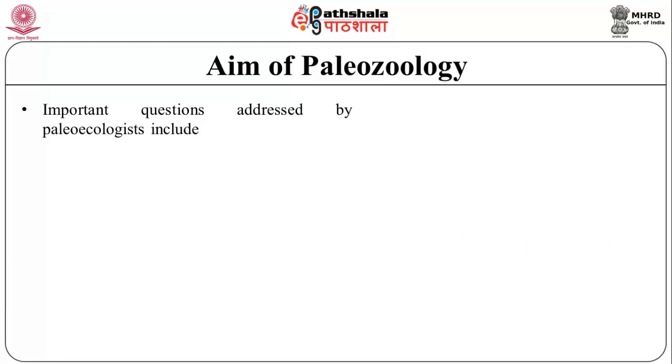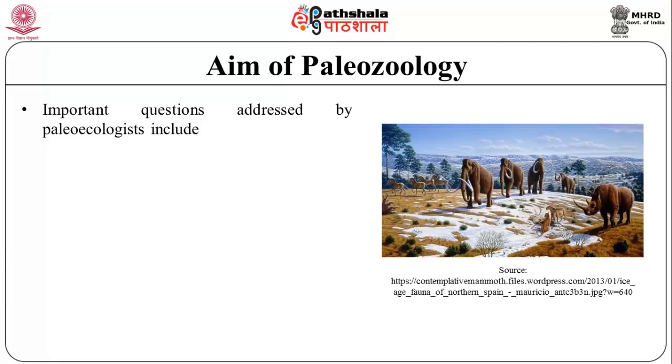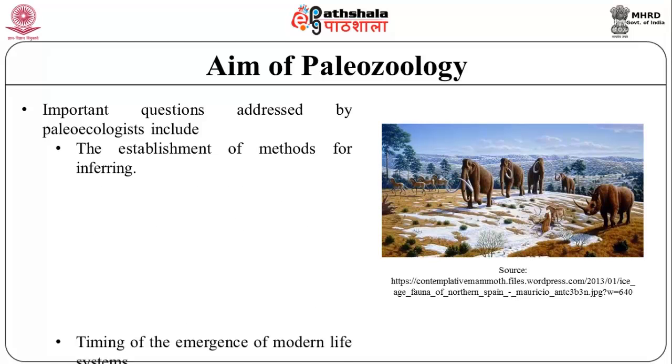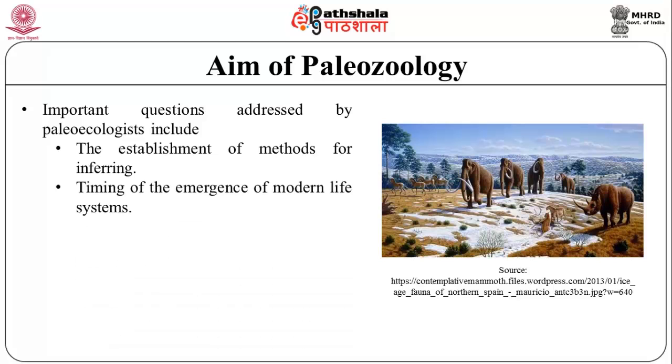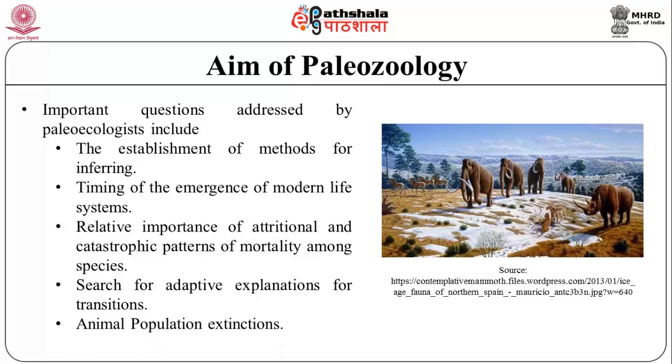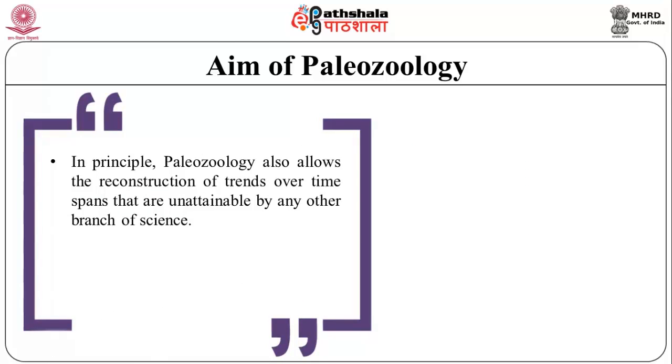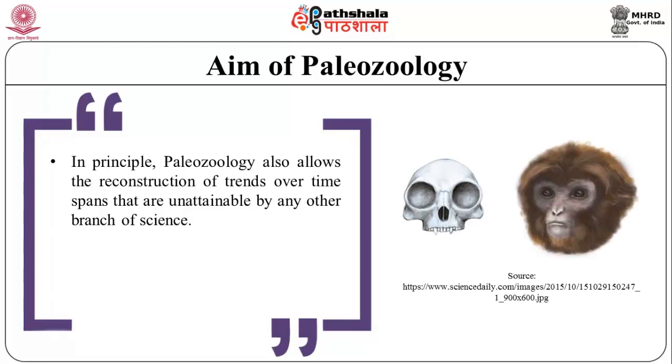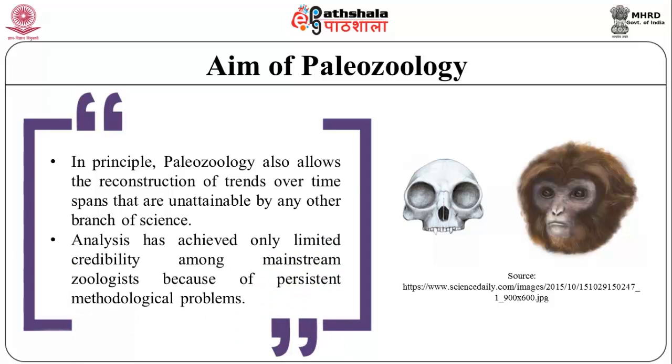The important questions addressed by paleoecologists include the establishment of methods for inferring the timing of the emergence of modern life systems, the relative importance of attritional and catastrophic patterns of mortality among species, the search for adaptive explanations for transitions, and animal population extinctions. In principle, paleozoology also allows the reconstruction of trends over time spans that are unattainable by any other branch of science. Because of persistent methodological problems, however, analysis has achieved only limited credibility among mainstream zoologists.